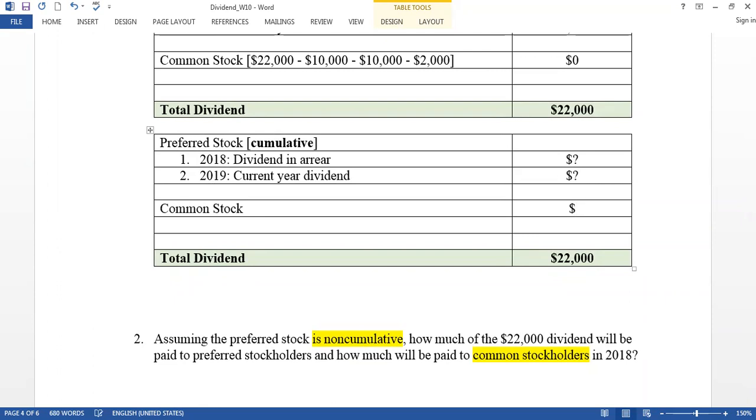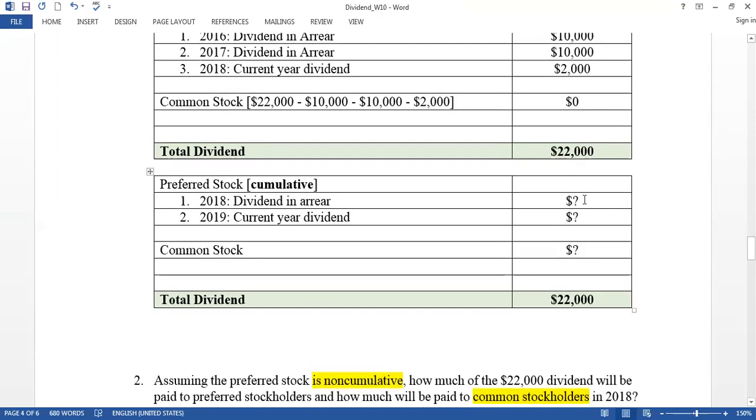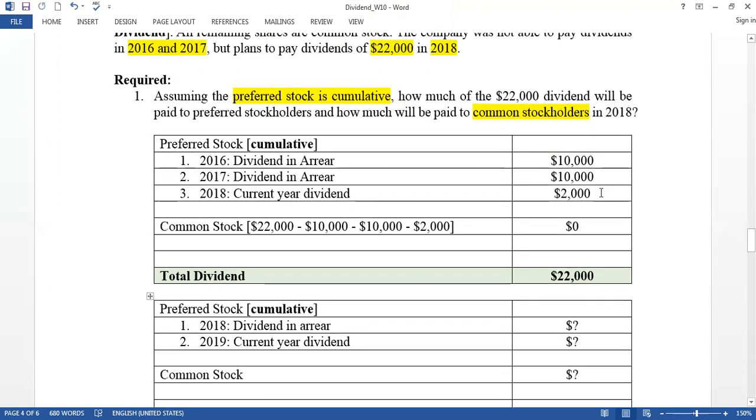If this is my question, in 2019 the company declared $22,000 dividend, okay? Then how to allocate this money? What is the dividend in arrear for 2018? 8,000, very good, because 2,000 was already paid, right? You understand? This is the beauty of this question.